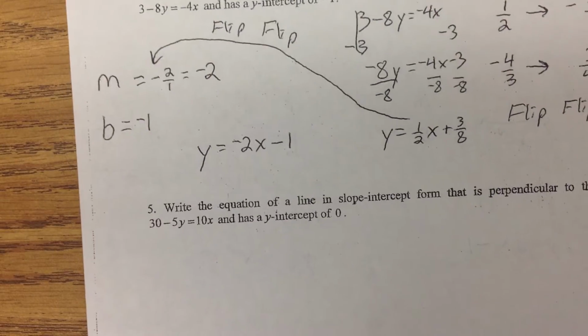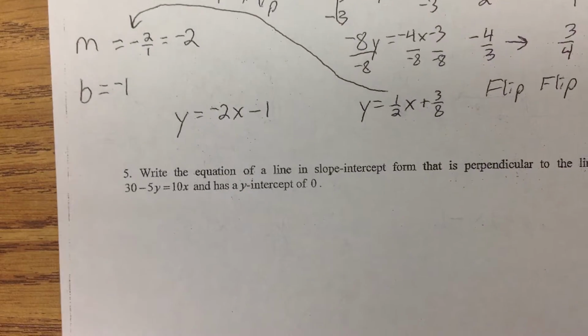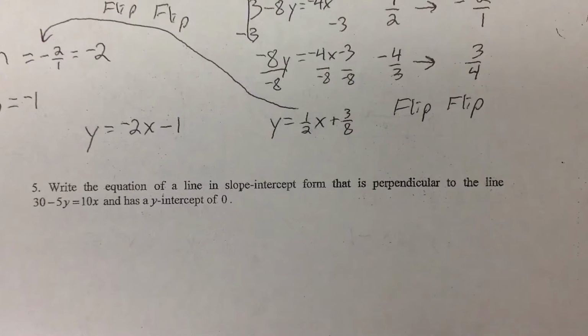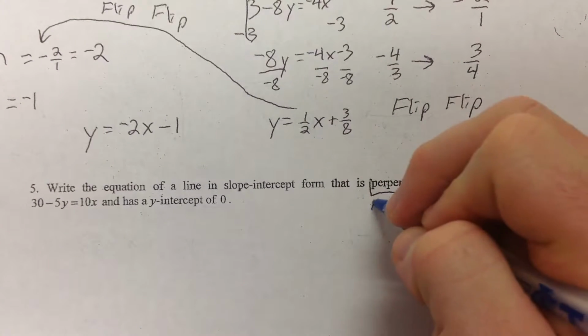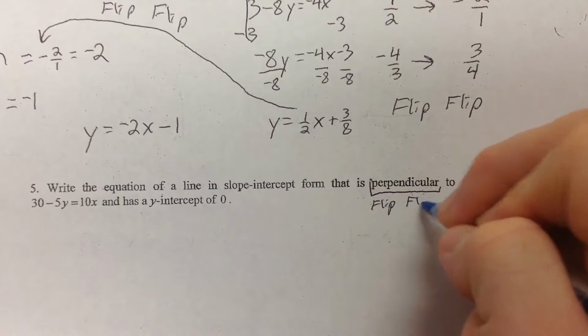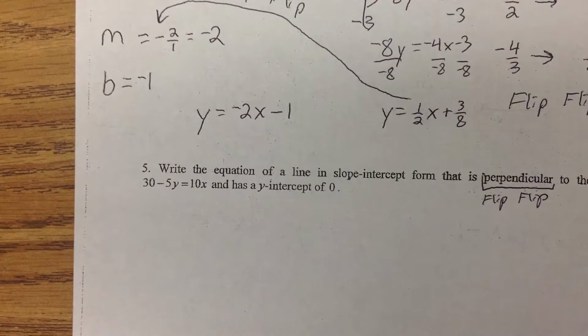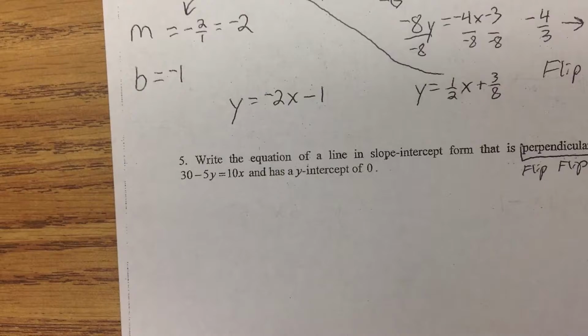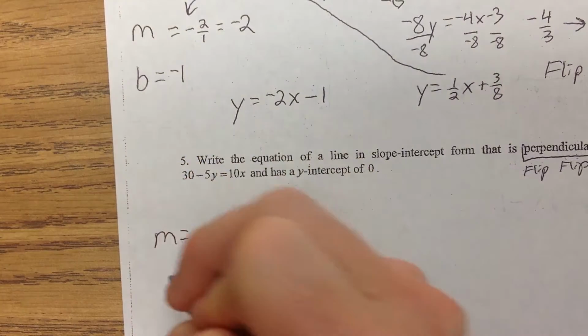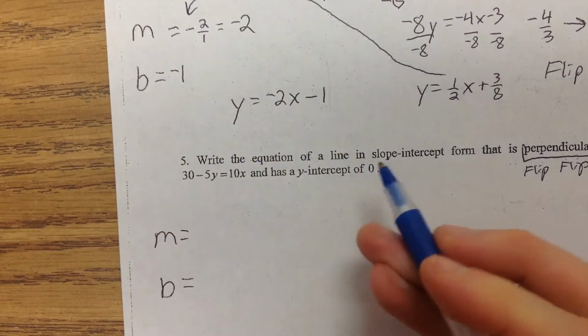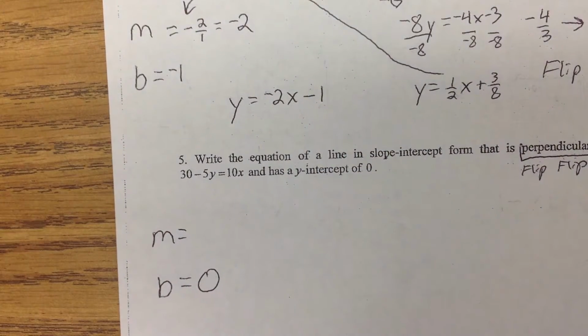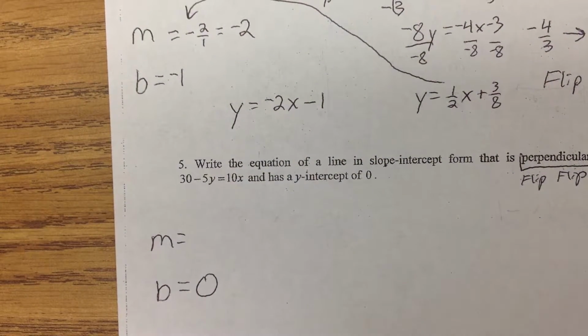All right, so let's try another one of these now that we know how to do them. Write the equation of a line in slope-intercept form that is perpendicular, so that means we're going to have to flip, to the line 30 minus 5y equals 10x and has a y-intercept of 0. All right, so again, we need our m, we need our b. The b they gave us, that's 0. Now let's see if we can figure out our m.